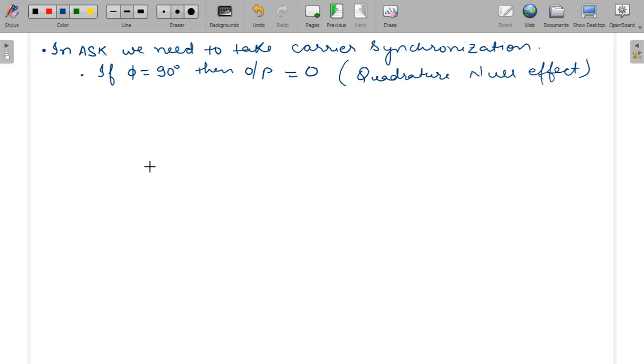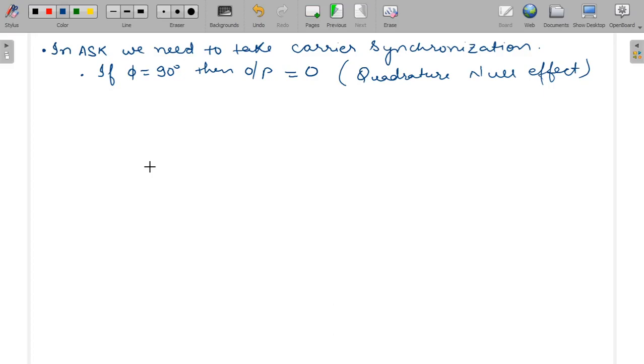For removing the quadrature null effect, we need to do the carrier synchronization. There should be no extra phase component, phi should not be present. Okay, so up to this, is it clear?